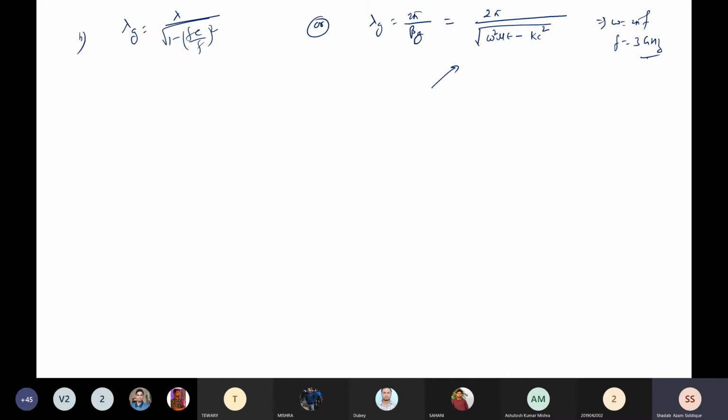You can find out lambda g, and if you substitute this, you will get beta g. This will become 2 pi, and beta g comes out to be 50.9. So you will get this value as 12.3 centimeter. Okay, so this is the value of lambda g.